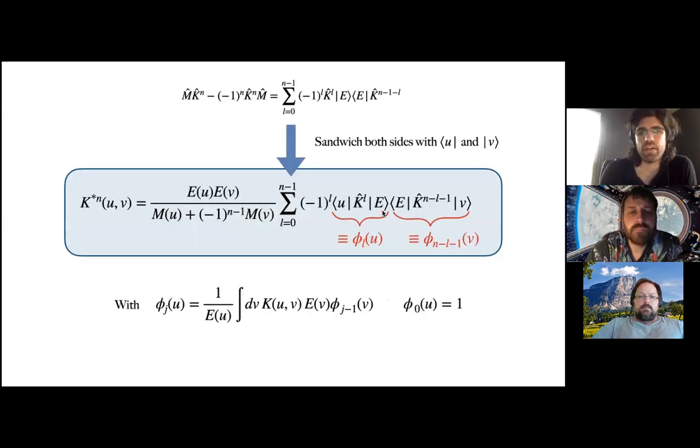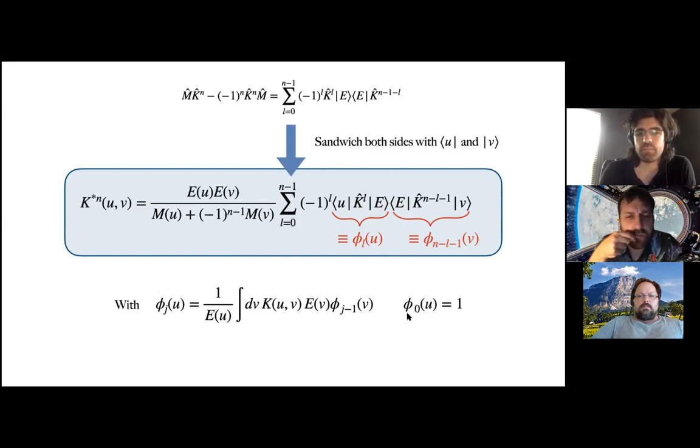So now, as I said, you can express this k to the power n in terms of these functions, phi l of u, phi n minus l of v. Now, just from this definition here of phi l, you can read off this relation as well. So phi of j will be related to phi of j minus 1, just pulling out one factor of k acting on the right. Okay. So this should be clear from this definition.